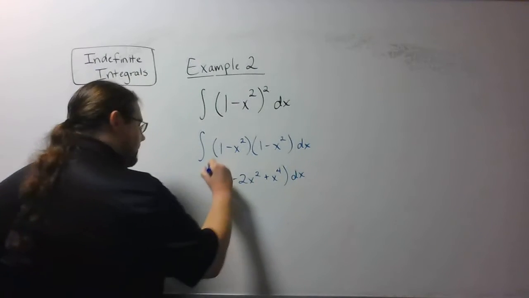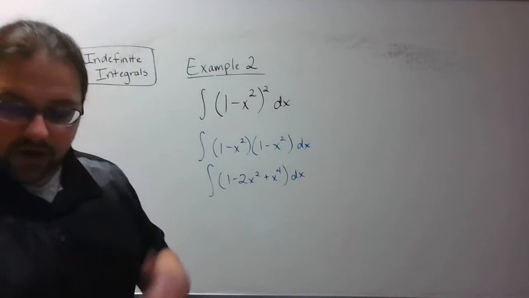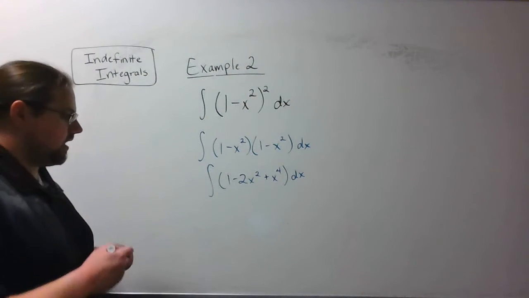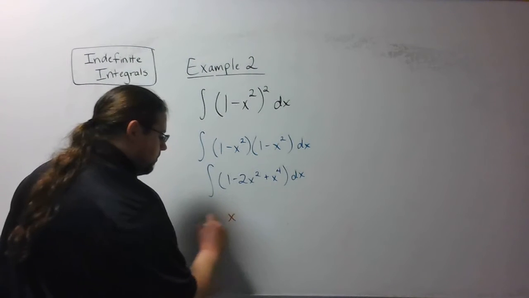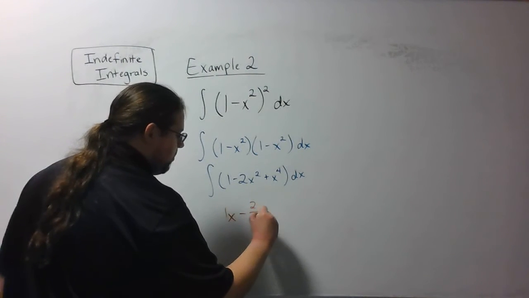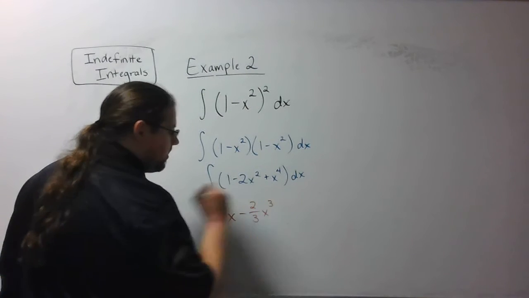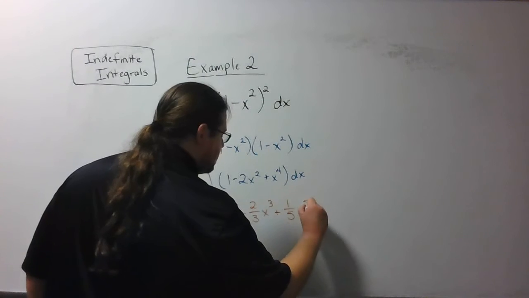All right, now that I've gotten that done, I'm ready to go ahead and do the antiderivative. I'm ready to go ahead and do the integration. So here's what I'm going to go ahead and do. Again, that 1 is going to become just a 1x. That's going to become negative 2/3 x to the 3rd. And that's going to become plus 1/5 x to the 5th.